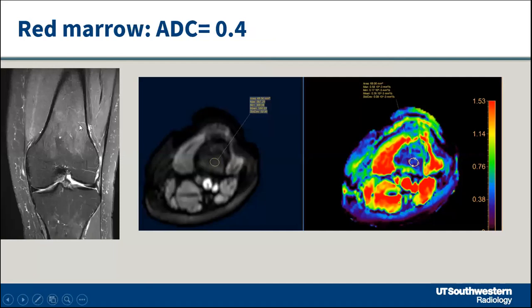Now here's a red marrow. You can easily tell on this, and you can create these color maps. So remember this picture when I show you bone images for infection, the bone appears blue like this, right?